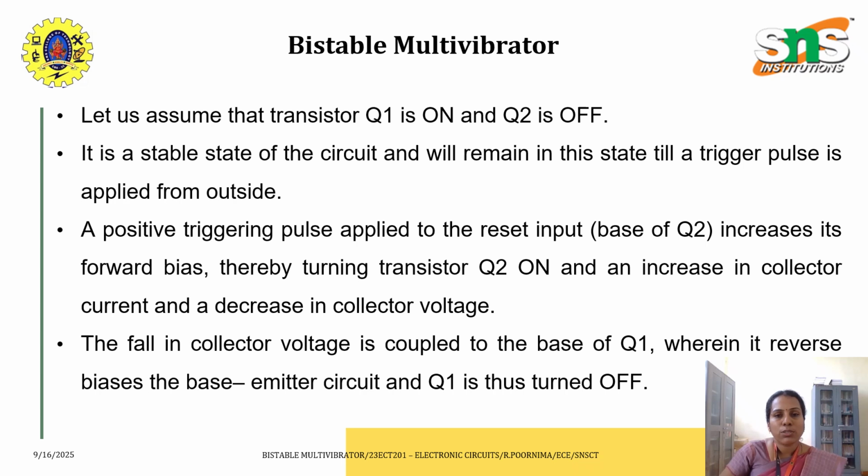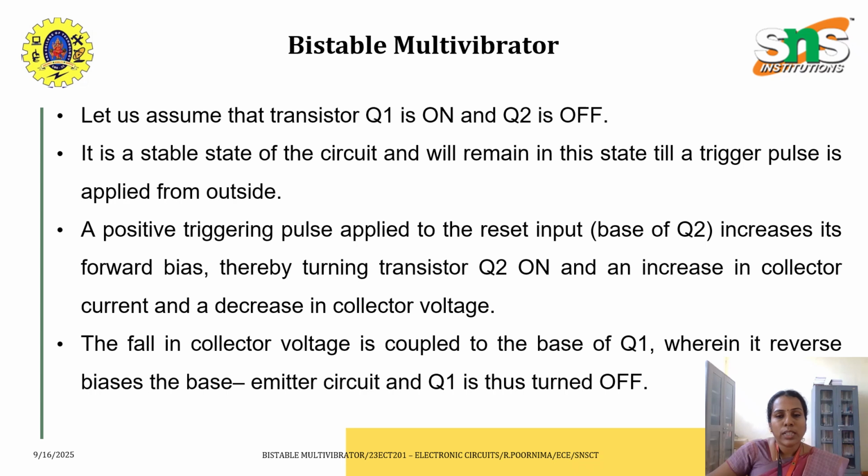In the case of the bistable multivibrator, we need to apply an external trigger pulse from outside. A positive triggering pulse is applied to the reset input. Reset input means the base of the second transistor. So it increases the forward bias. Therefore the second transistor Q2 becomes on.